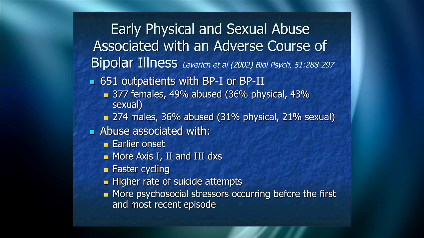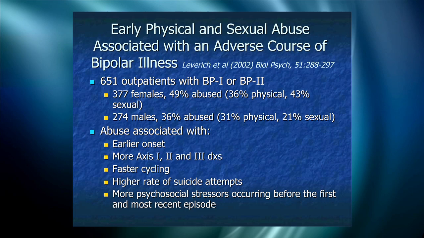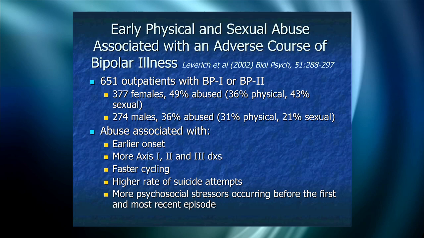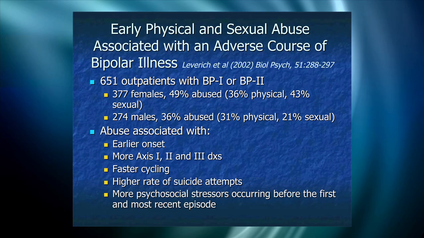Abuse was associated with, as you heard in that earlier review, earlier onset, more axis 1, 2, and 3 diagnoses, faster cycling, higher rates of suicide attempts, more psychosocial stressors occurring before the first and the most recent episode. Okay. Not good to be abused. This isn't a news flash, but it really also relates to mood disorders and bipolar disorder in particular.